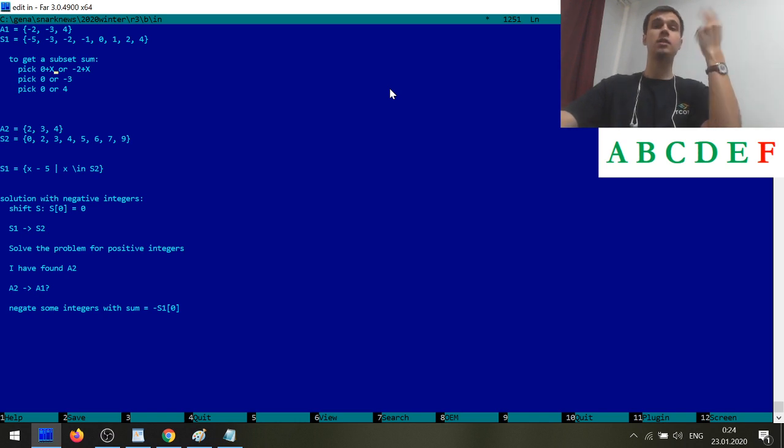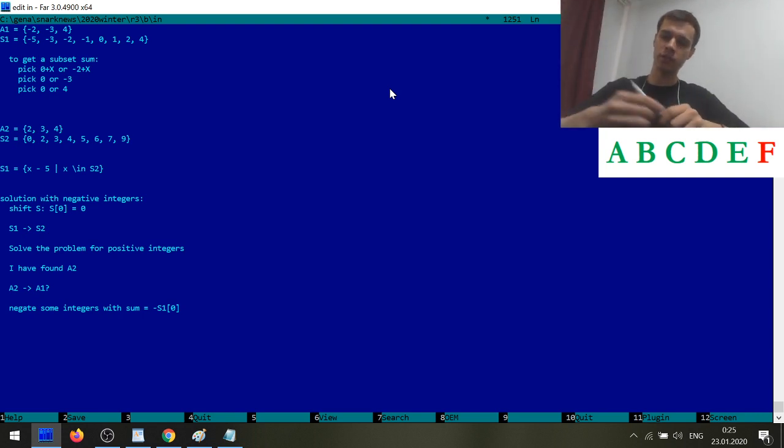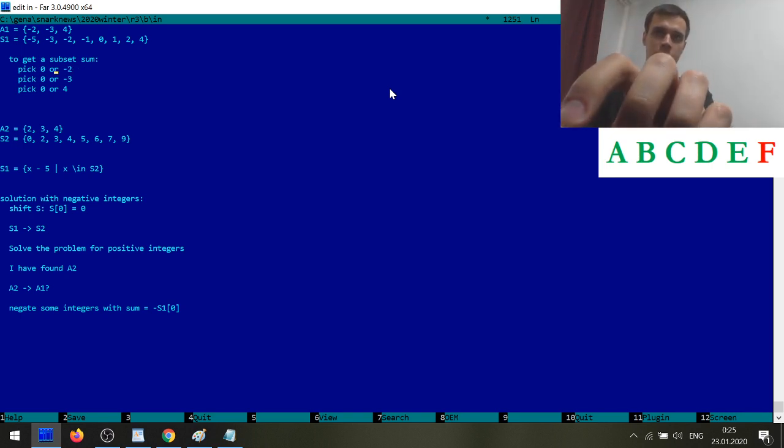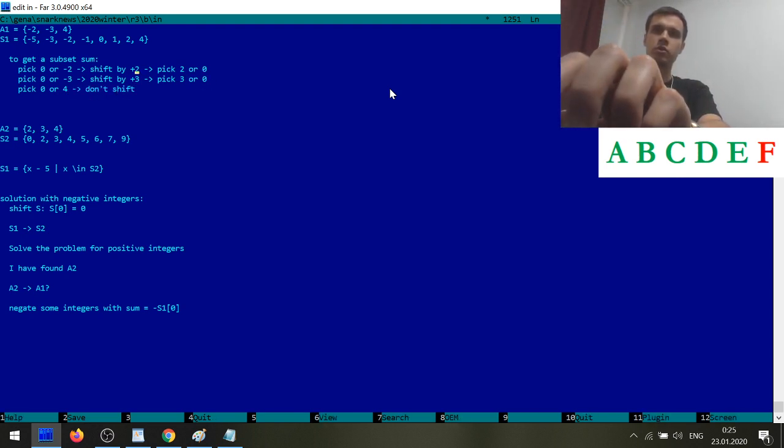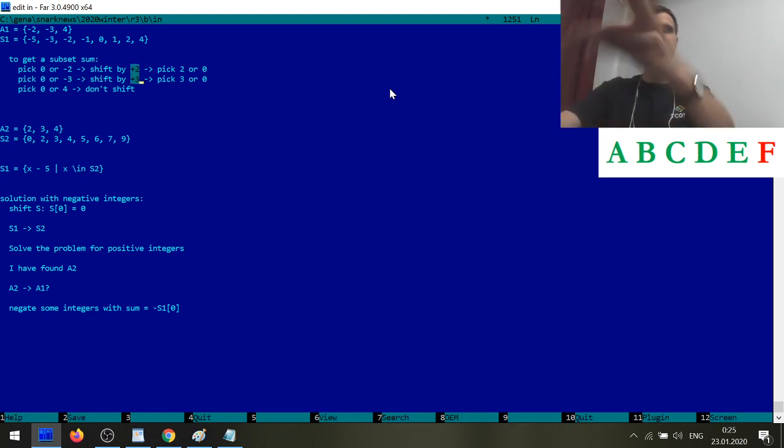And it just means that I can shift. If I shift every such choice by x, I will shift all possible subset sums by x. In this case, if I shift 0 or negative 2 by 2, I pick from 0 or 2. If I shift by plus 3, I pick from 3 or 0. And here I just don't shift. So now I pick 2 or 0, pick 3 or 0, and pick 0 or 4. And I have all subset sums shifted by plus 2 plus 3, so plus 5 in total.